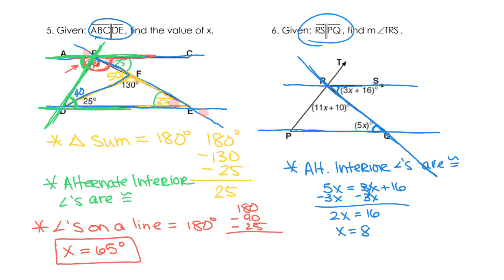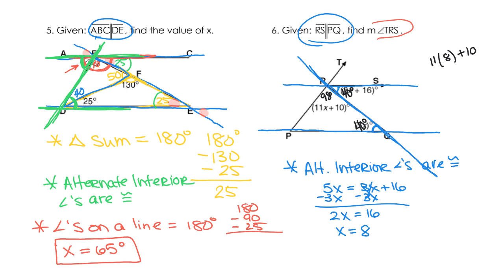And now I can go back and plug these in. So 5 times 8 is 40 degrees. So this angle here would be 40 degrees. 3 times 8 is 24. 24 plus 16 should also be 40 degrees because alternate interior angles are congruent, so those both should be 40. And I have one more expression in there. I have 11 times 8 plus 10. So that's 88 plus 10, which is 98. And so this angle here ends up being 98 degrees.